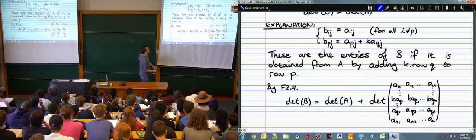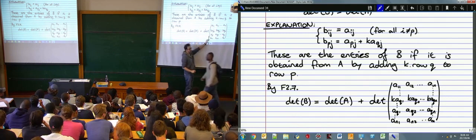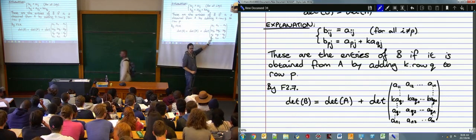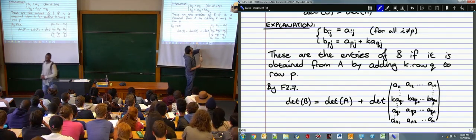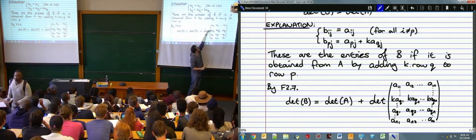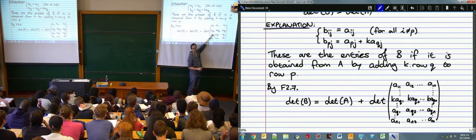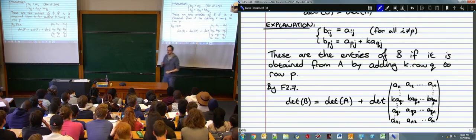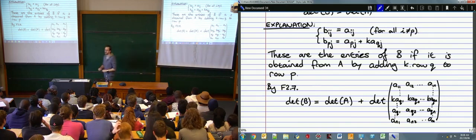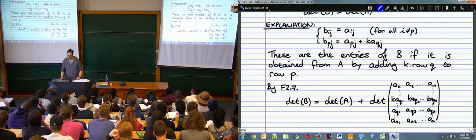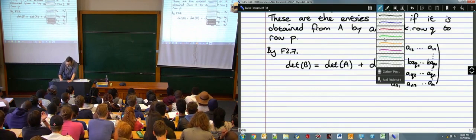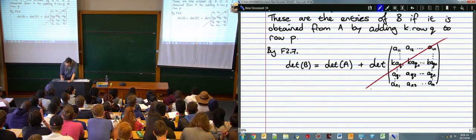And the claim I'm going to make is that this matrix over here has got a determinant of 0. And it's got a determinant of 0 because two of the rows, row Q and row P, are scalar multiples of each other. Right? So that's something that we said yesterday. If you've got a matrix where two of the rows are scalar multiples of each other, the determinant of that matrix is equal to 0. So this bit here is equal to 0.